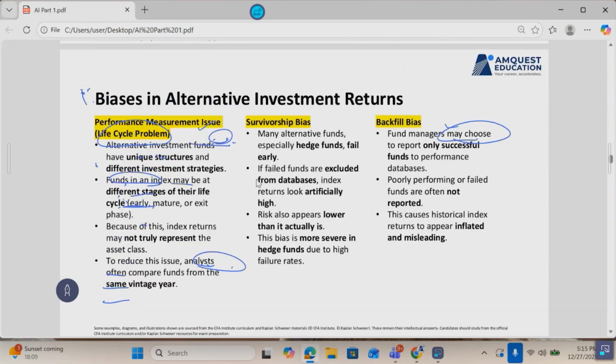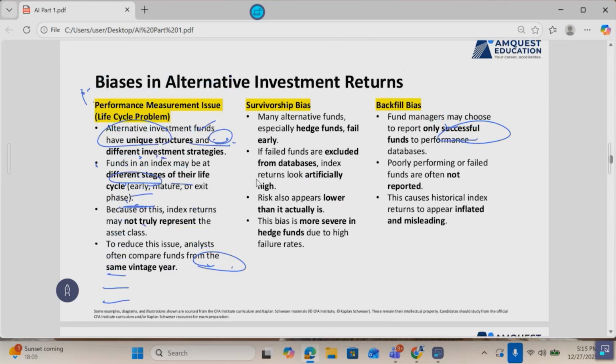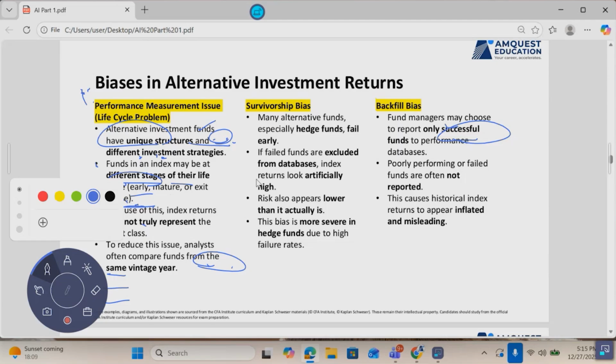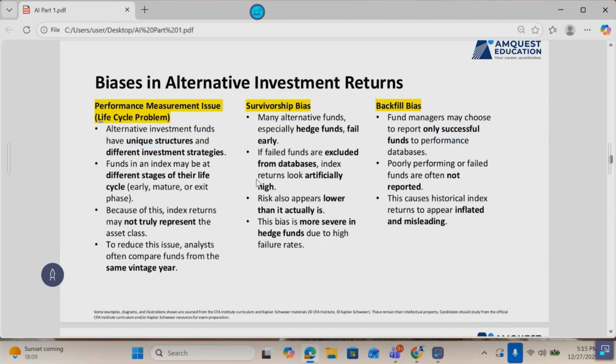Now obviously there are some biases when you compute returns, because I want to show the best returns. So I may try and show you a different picture, which is called biases. Example, let's say life cycle problem. Some investors have unique strategies, so there are different stages of the life cycle. A life cycle looks like this.